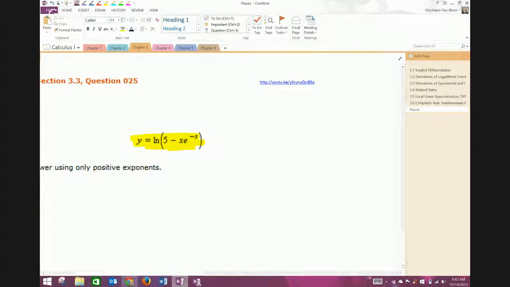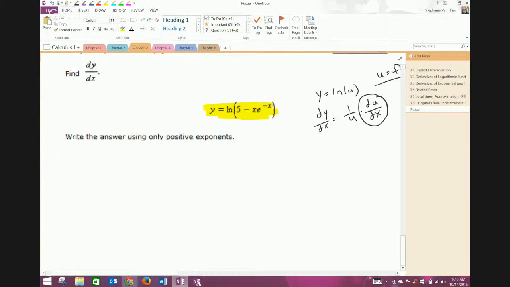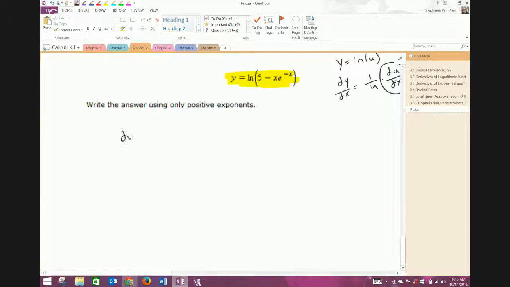And if you recall that if I have y equals ln of u, then the derivative of y with respect to x is 1 over u times the derivative of u with respect to x, where u is some function of x. So looking at this example, the derivative of y with respect to x is going to be the derivative of the outside, which is 1 over the value of the inside, which we leave alone, times the derivative of the inside.